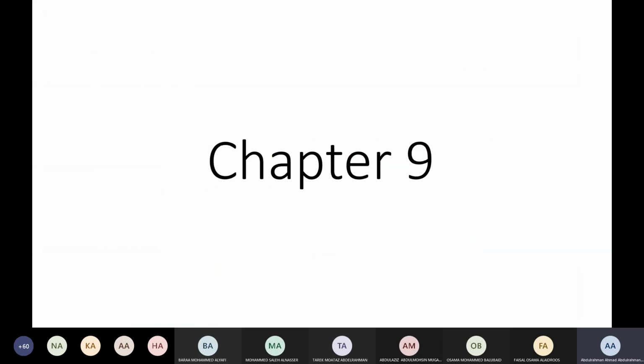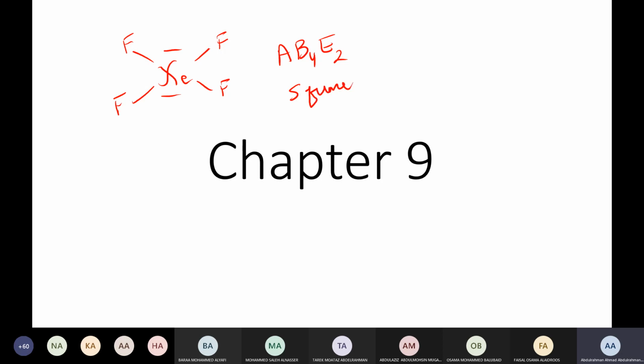Let's have some examples. If I have this molecule, what's the electron domain of this molecule? AB4E2, octahedral. What's the shape of the molecule? Square, simple square. You have to memorize this. What's the angle in here? Exactly 90, because there are electrons from both sides.